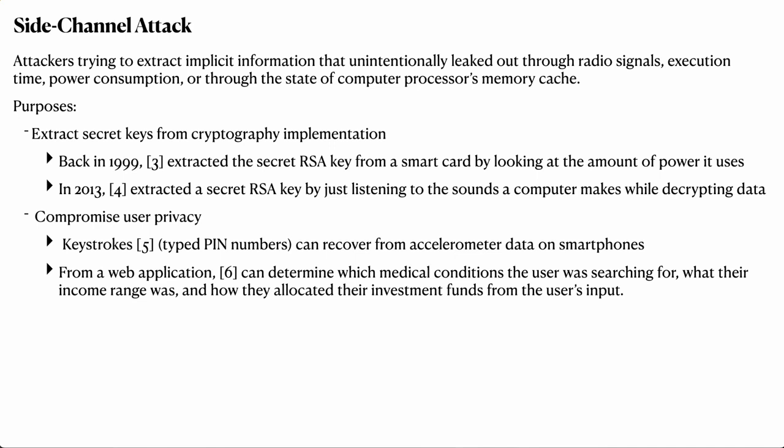And the second category is the attacker trying to compromise user privacy. For example, from the keystrokes, it can recover the accelerometer data on smartphones. Or from a web application, it can determine which medical conditions the user was searching for, what their income range was, and how they allocated their investment funds from the user input.